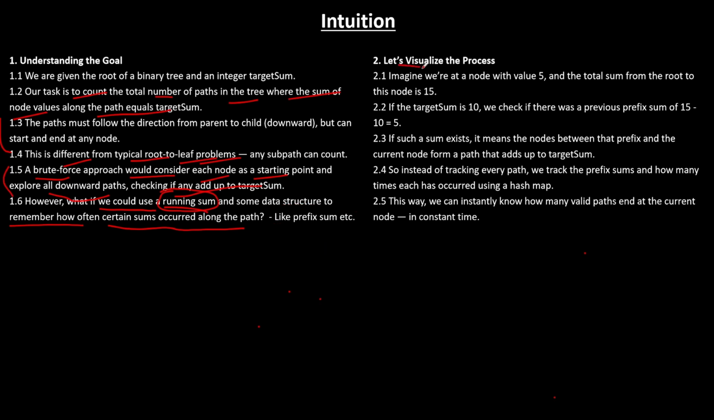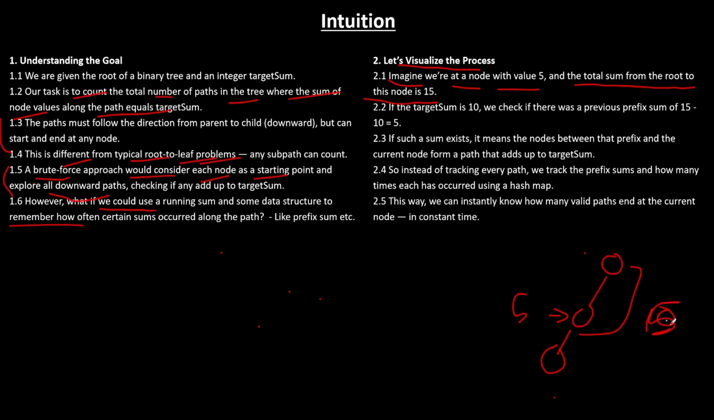Now let's try to visualize the process of the efficient O of n solution, how we are going to use the prefix sum here. So before going to the solution, I will just bring you to the part that we will be using the concept of prefix and hashing. Okay, these are the two concepts which we will be using. Fine, great. Now imagine we are at a node with value 5 and the total sum from the root to the node is 15. Okay, suppose there is a node here. I'm drawing half of the tree and this is value 5 and this total sum comes out to be 15. Fine.